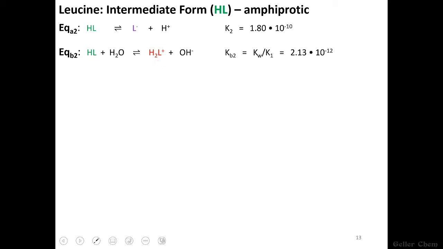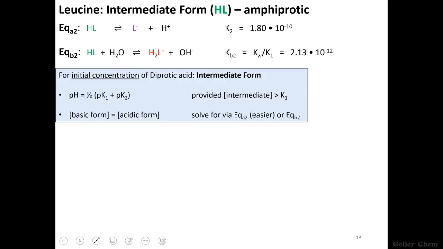Well, the bad news is if you tried to use ice tables to figure out how this works and this works at the same time, meanwhile H plus and OH minus have their own equilibrium in water, you go down a rabbit hole and the problem is extremely difficult. The good news is, turns out there's a very simple formula for calculating the pH, and it's this. The pH is equal to 1/2 of pK1 plus pK2. The condition is the intermediate concentration must be significantly larger than K1, which it always will be in this class.